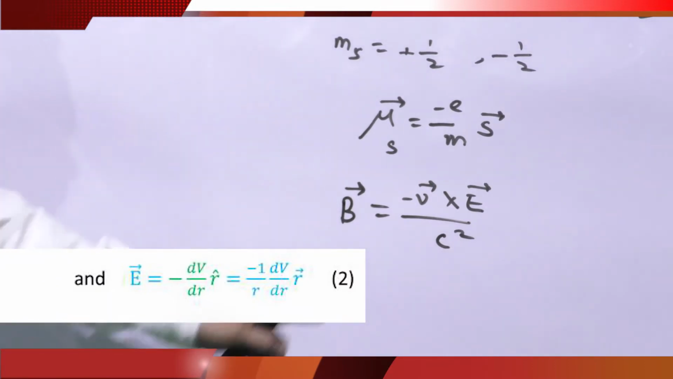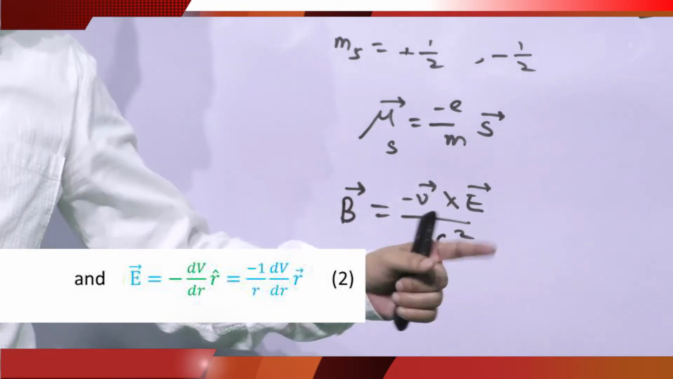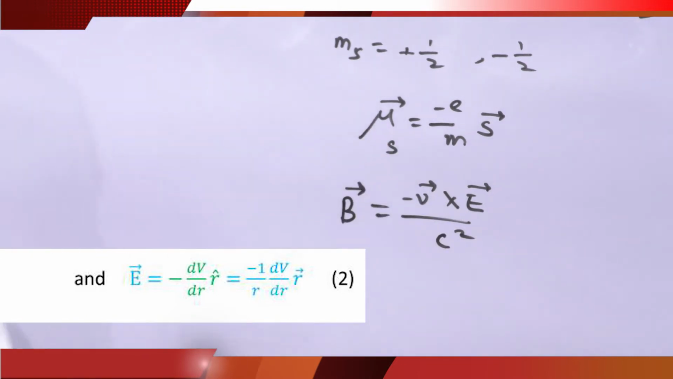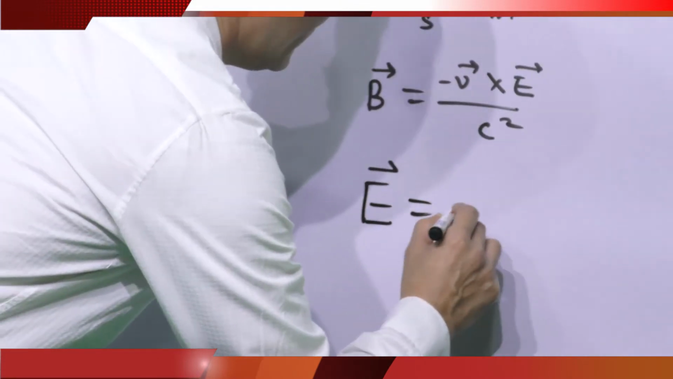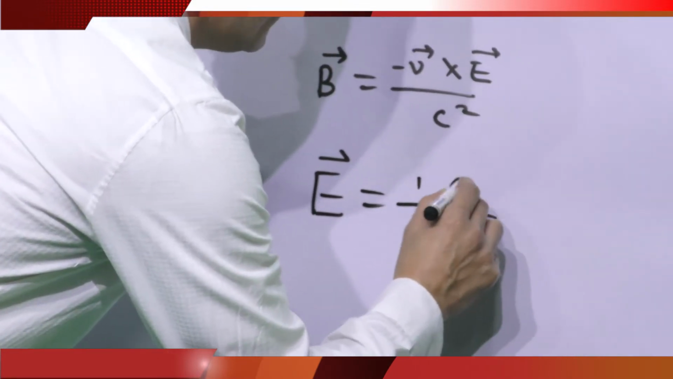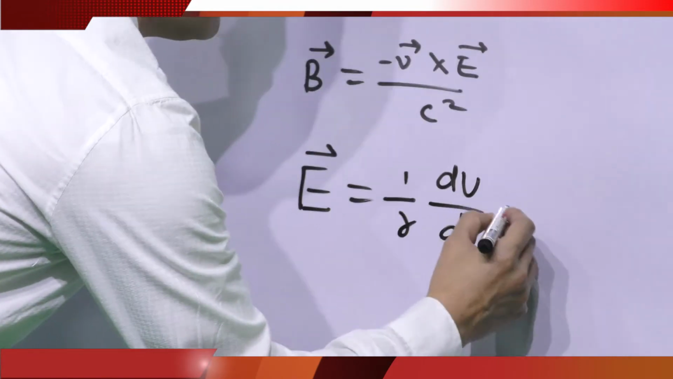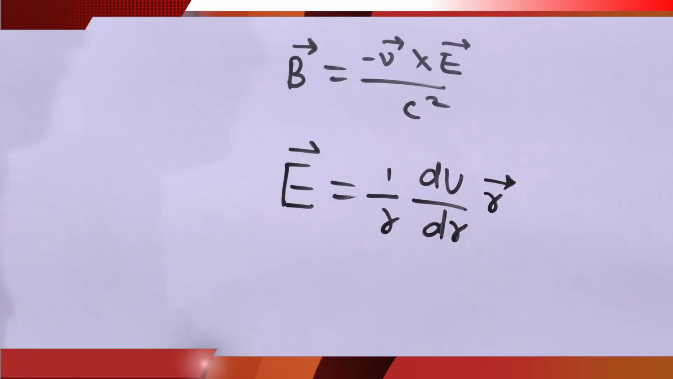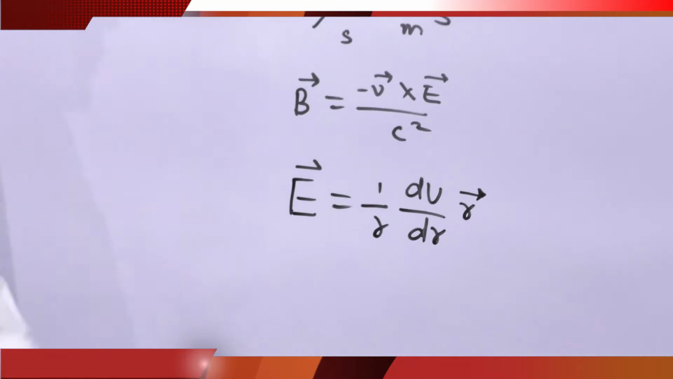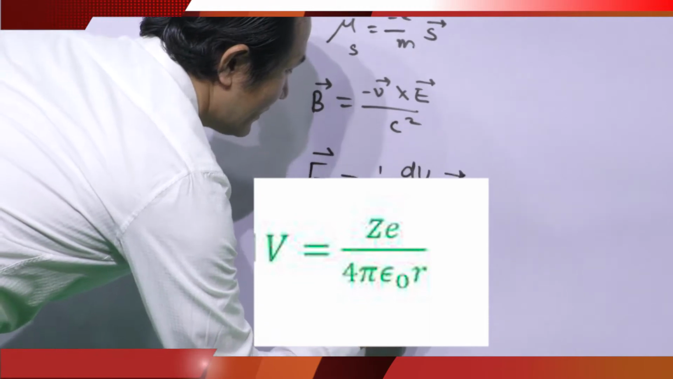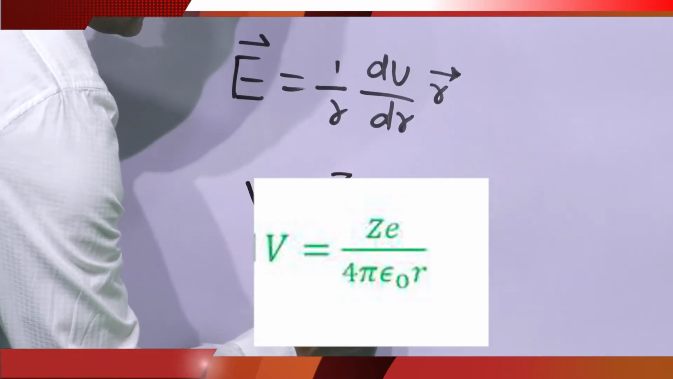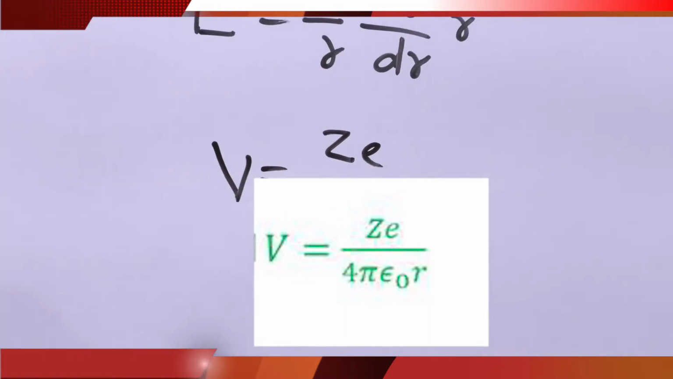E is equal to minus dV by dr times the unit vector r-hat, and when you express it in terms of the vector r, the right hand side is minus 1 by r dV by dr times the vector r. And V is the potential of the nucleus, which is given by Ze by 4 pi epsilon naught r.